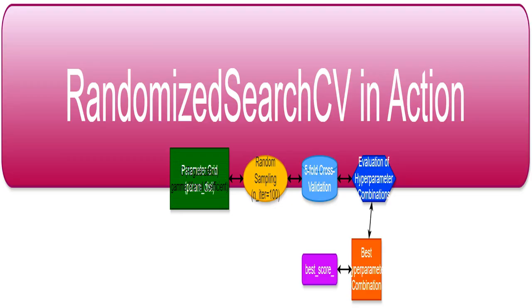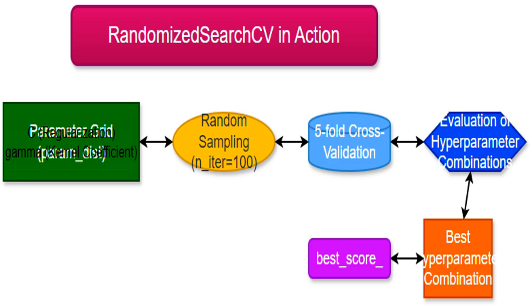This is a dictionary-like object that defines the range of values for each hyperparameter. For example, param_dist might specify different possible values for C and gamma, creating a search space for the algorithm. This is a scikit-learn function used to tune hyperparameters. It randomly samples combinations from the hyperparameter grid, param_dist, evaluating each combination through cross-validation. The goal is to find the combination that provides the best performance.